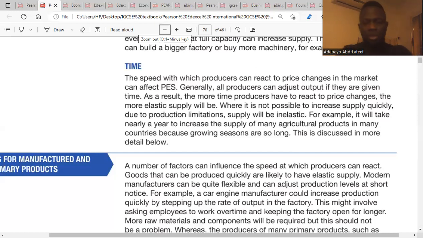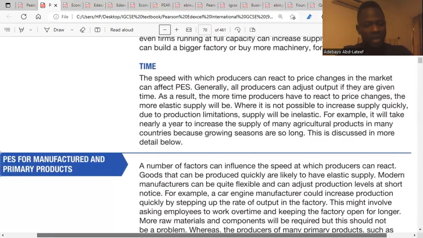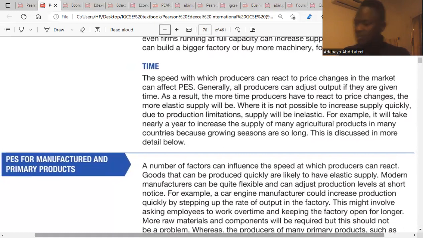Then the last thing we need to talk about in price elasticity of supply is the price elasticity of supply for manufactured and primary products. Here I wrote, goods that can be produced quickly are likely to have PES that is elastic. This could be as a result of flexibility in production. Goods that we can produce as quickly as possible are likely to have price elastic supply.